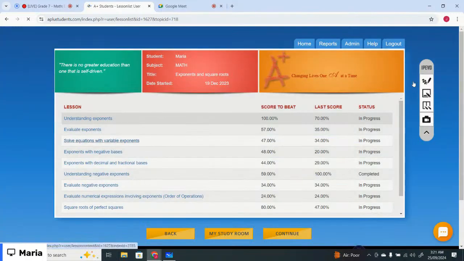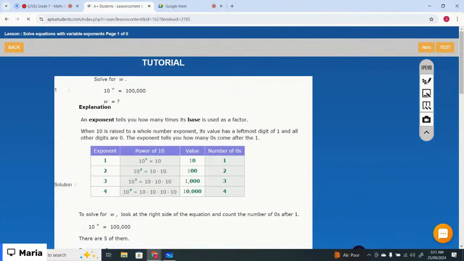The next one is solve equation with variable exponents. Solve for W. You are given 10 exponent W equals 100,000, right? Basically, you need to find what is the exponent of the 10 that when evaluated you have 100,000, right? So when 10 is raised to a whole number exponent, its value has a leftmost digit of 1 and all the other digits are 0.